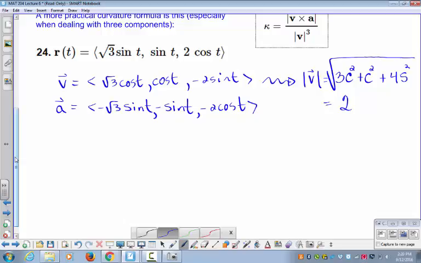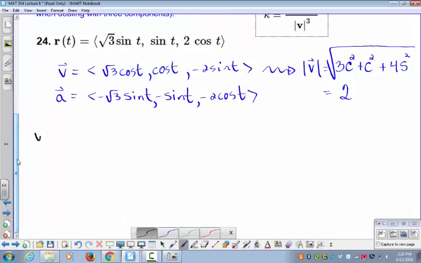Now, if we were using the other technique, we would have to take the 2, divide it into this vector to get our unit tangent vector, and then we'd have to take its derivative. In this case, it's not too bad because the speed is a constant. But this process of doing the cross product, I think it's definitely going to be easier.